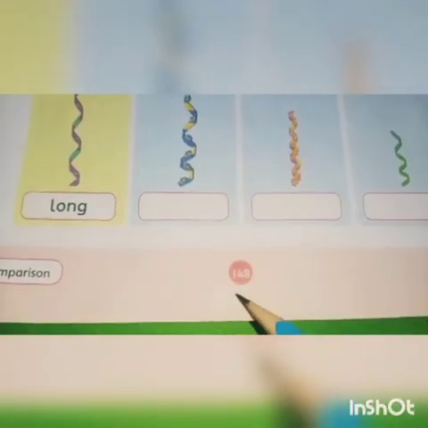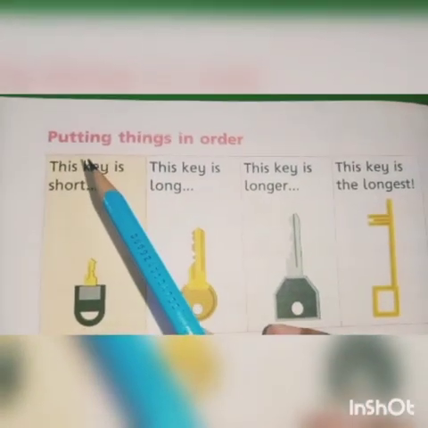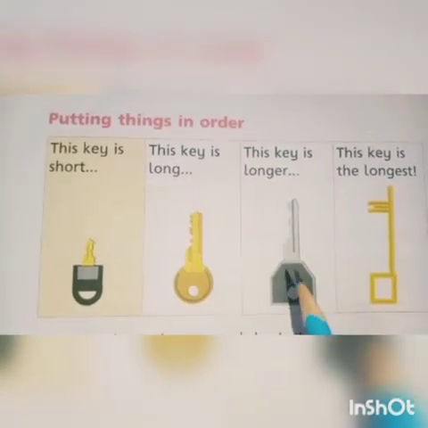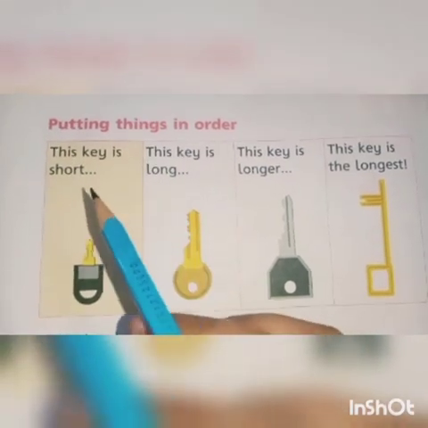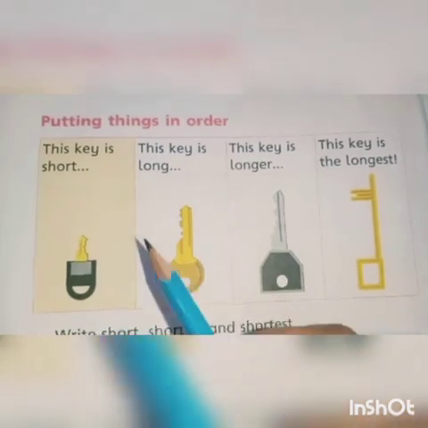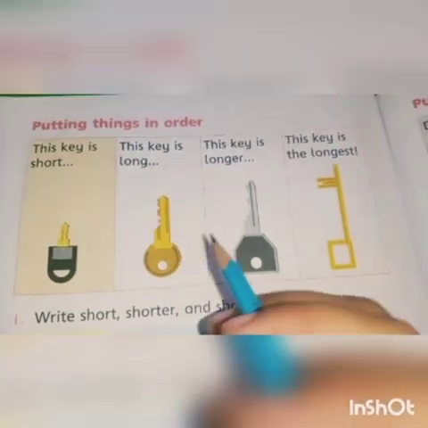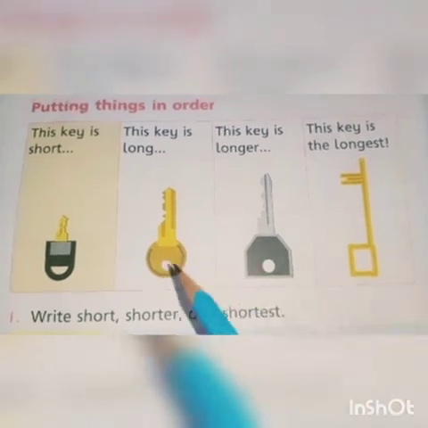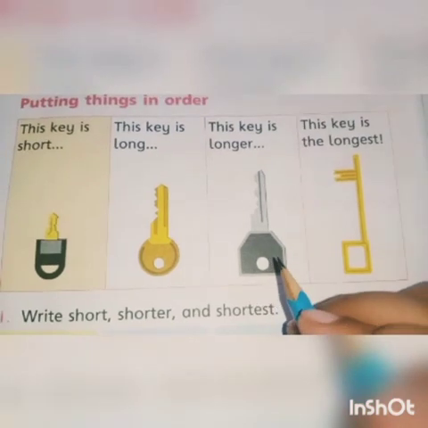Here we have page number 148, and on page 148 we have putting things in order. We are going to do comparison over here too. Let's read about it. This key is short. This key is long. Students, we compare these 2 keys. This one is long. Go for the next one. This key is longer. Students, when we compare these 2 keys, we can see that this key is longer.